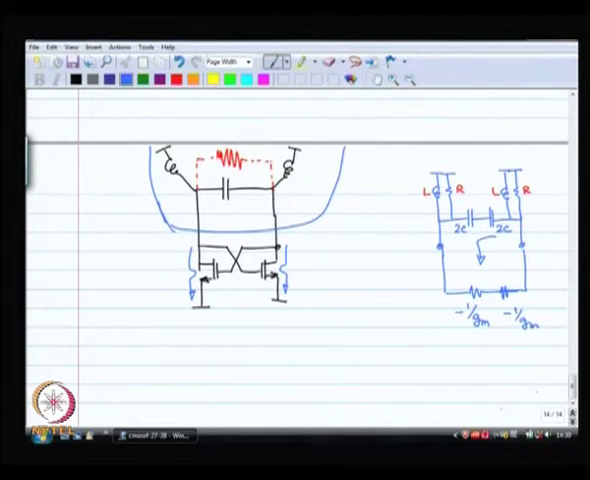Okay. Is it just minus 1 by GM? No, it is not just minus 1 by GM, there is also the RDS portion of it, that also can easily be broken. So, this is what I have to start with.